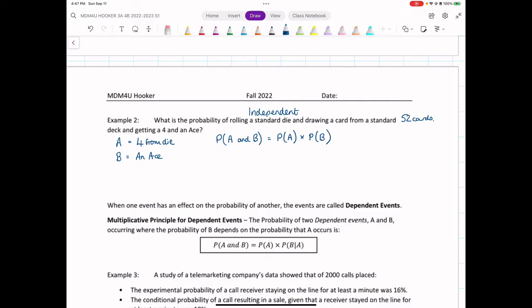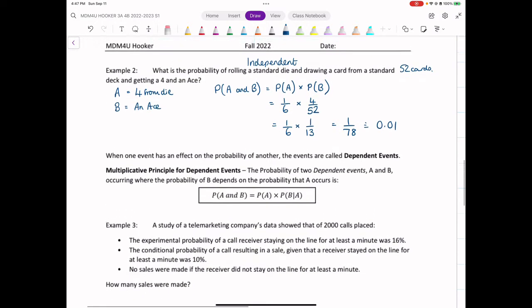B, which is simply: the probability of getting a number 4 when we roll a dice is 1 in 6. The probability of choosing an ace from a deck of cards, well, we have 4 aces out of 52. And we can reduce that a little bit. And that will give us the answer 1 in 78, or 0.01, so 1%.